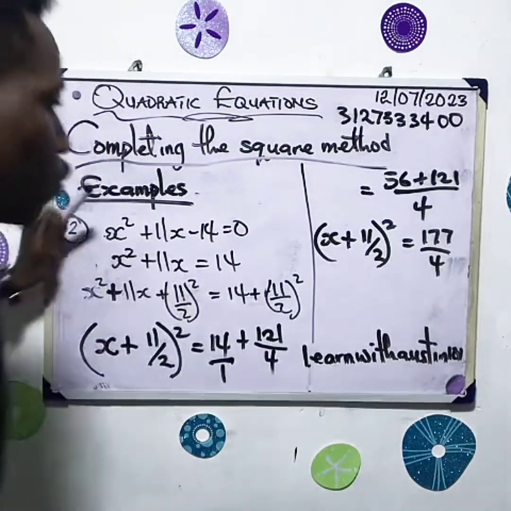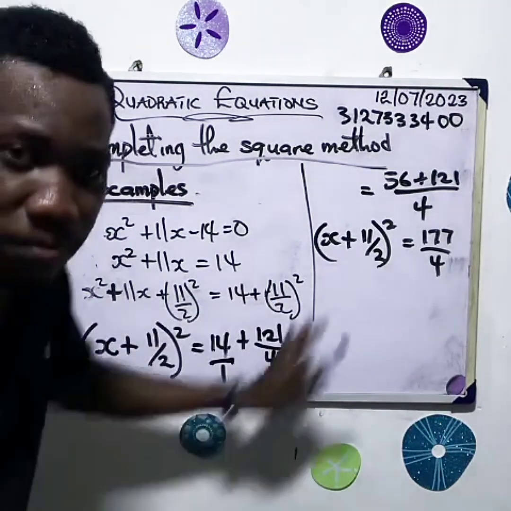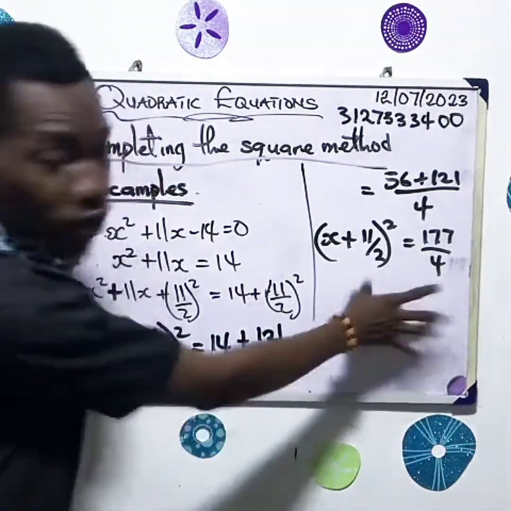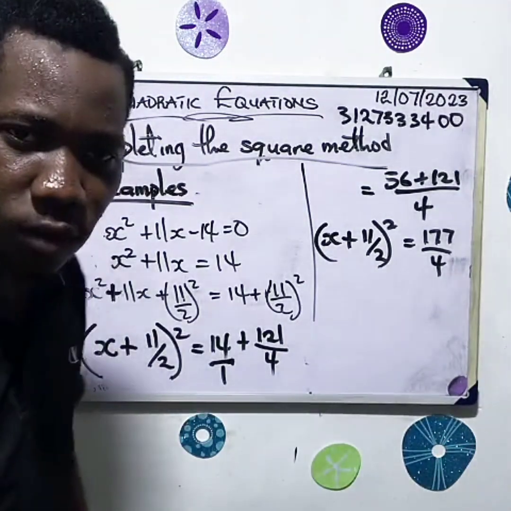Just know that this is what we're going to do. I've explained it from the beginning. So now, what are we going to do next? Square root both sides. Do you understand that? Square root both sides.